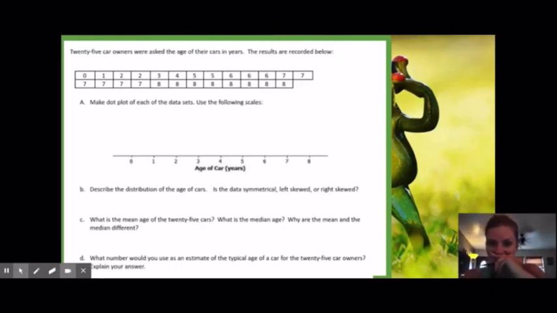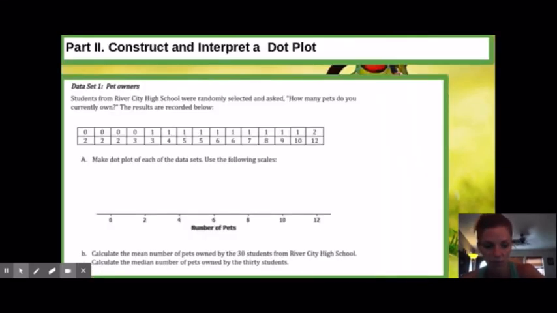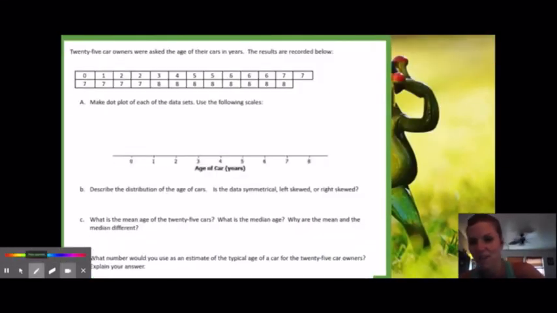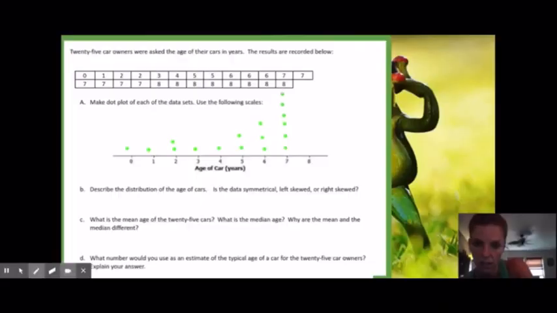So let's go to the next one. It says 25 car owners were asked the age of their cars. The results are recorded below. So one person has a brand new car, 0 years old. And then some people have cars that are 8 years old, okay? It says make a dot plot. So let's do that. And I like this one because, again, the data is already in order for me. So I see there's 1 0, there's 1 1, there's 2 2s, there's a 3, a 4, 2 5s, 3 6s, 1 2 3 4 5 6 7s, and 1 2 3 4 5 6 7 8 8s.